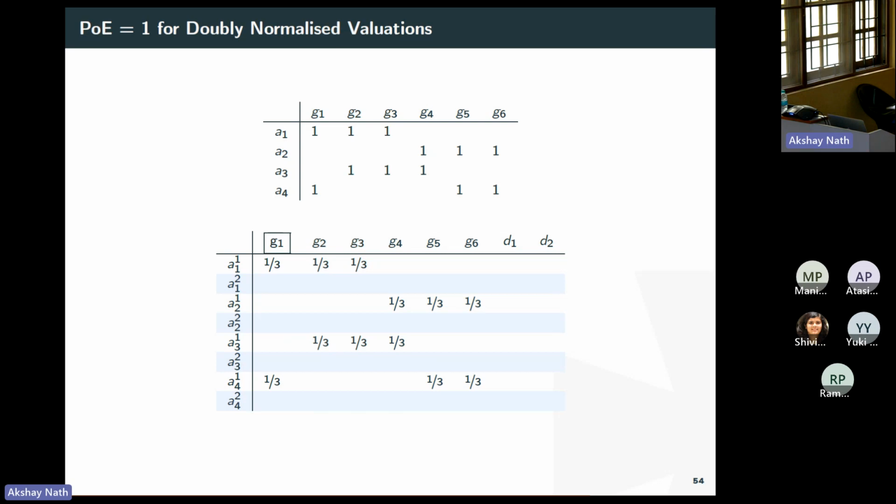Now see that the row sum is always 1 here, at least in the first time step. Now let's look at G1. 2/3 of G1 is consumed in the first time step. 1/3 remains. It is liked by 2 agents, A1 and A4. So that 1/3 breaks down into 2 parts.